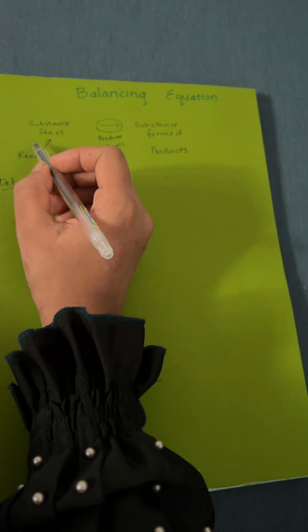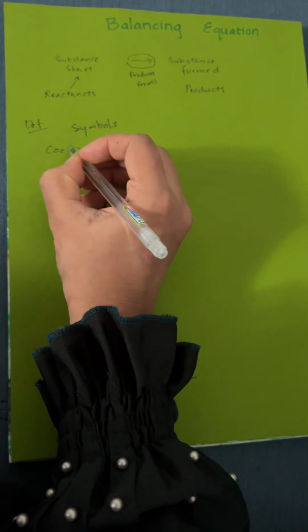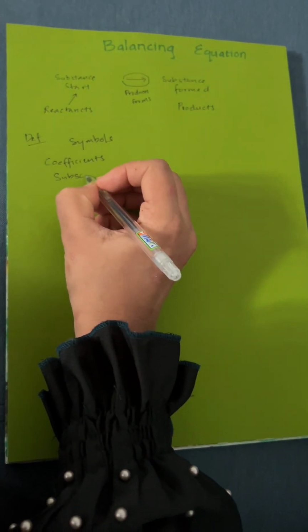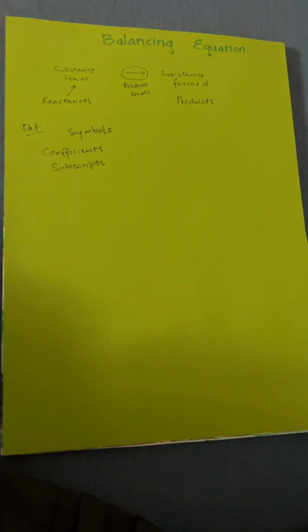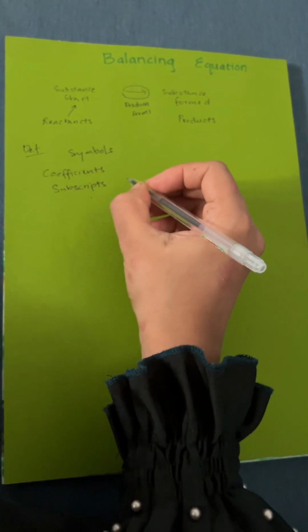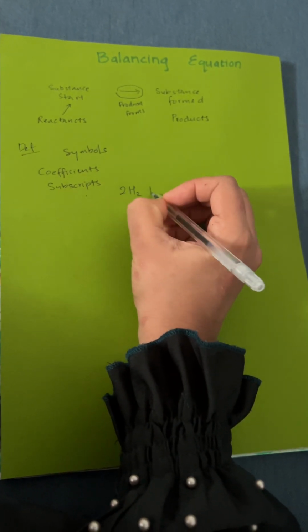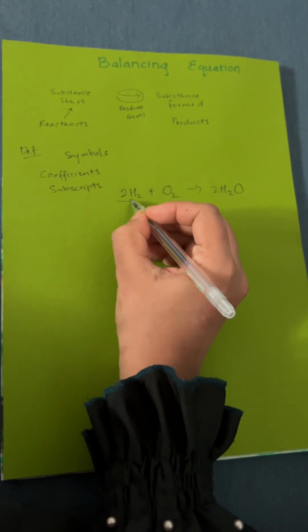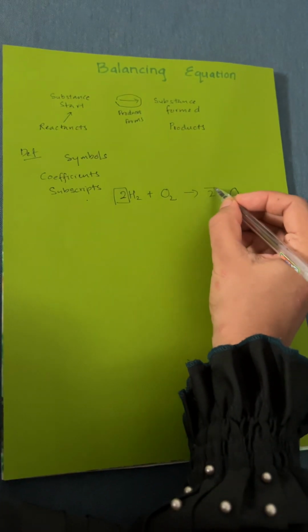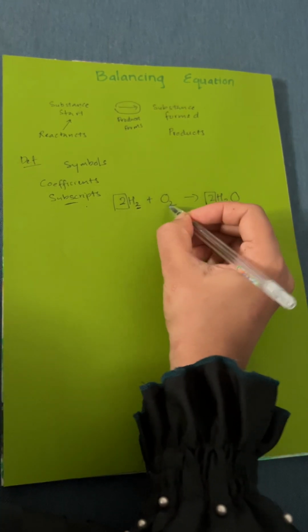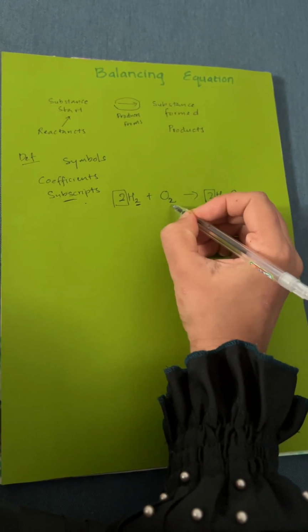So in a chemical equation, as I have already shown you, there are two more things that we need to consider: coefficients and subscripts. So what are coefficients? Coefficients are the big numbers at the beginning. For example, in 2H2 plus O2 forms 2H2O, the coefficients are these big numbers at the beginning. So what are subscripts? These are the small numbers we write at the bottom. These are the subscripts.